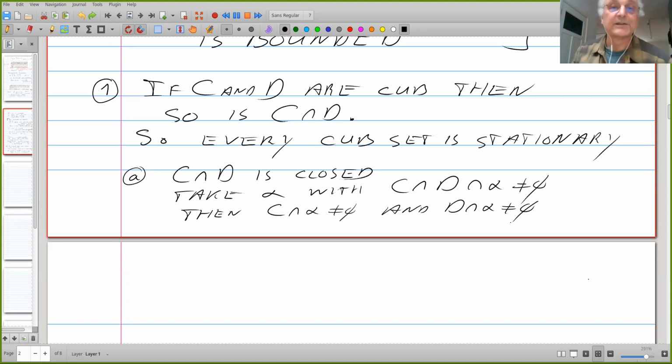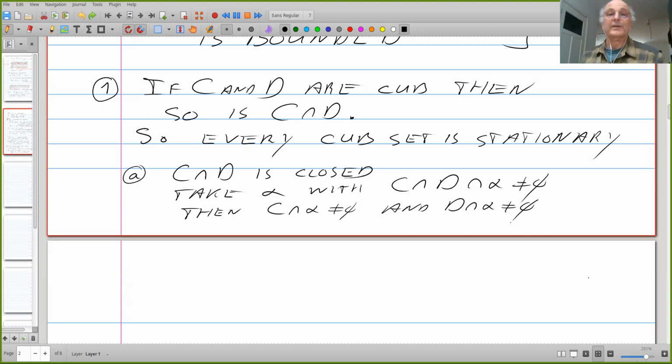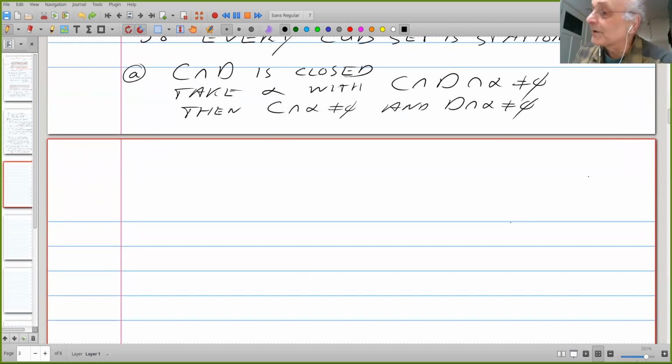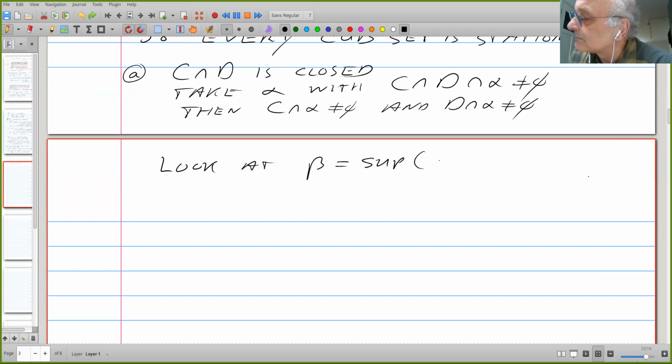we know that the intersections C intersect alpha and D intersect alpha are non-empty as well. But we're going to be looking at the supremum. We don't know that alpha is the supremum of C intersect D intersect alpha, but we know that there is a supremum because we're working in kappa, in a well-ordered set. Look at this supremum.